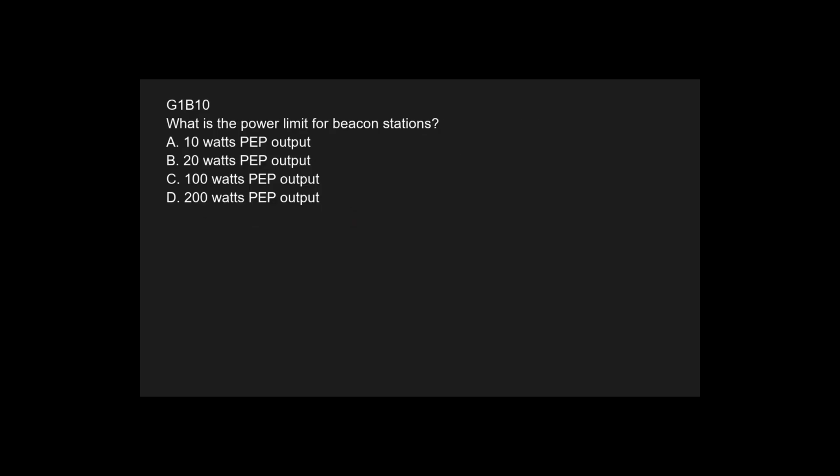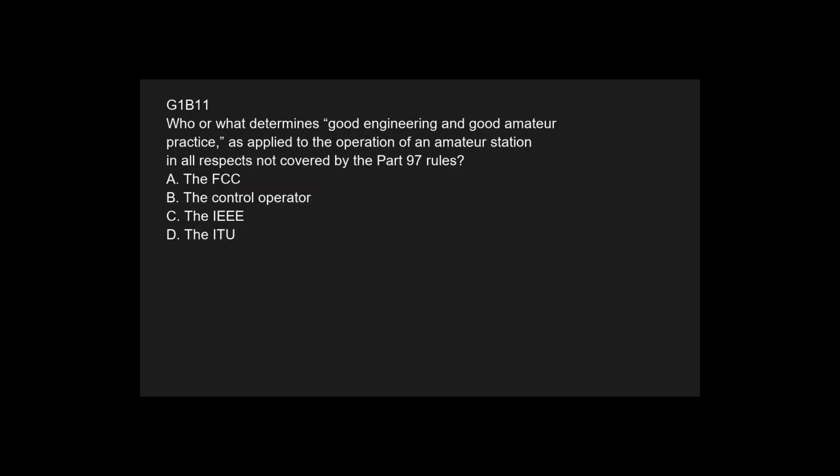Question: what is the power limit for beacon stations? The correct answer is C, 100 watts PEP output. Question: who or what determines good engineering and good amateur practice as applied to the operation of an amateur station in all respects not covered by the Part 97 rules? The correct answer is A, the FCC.